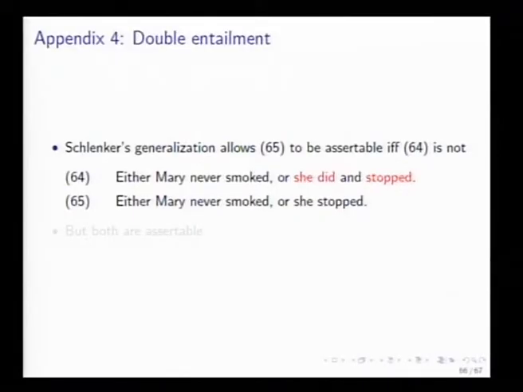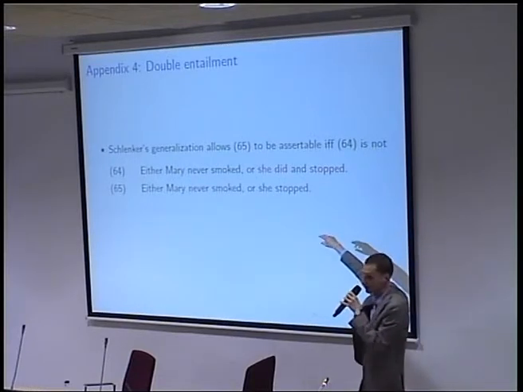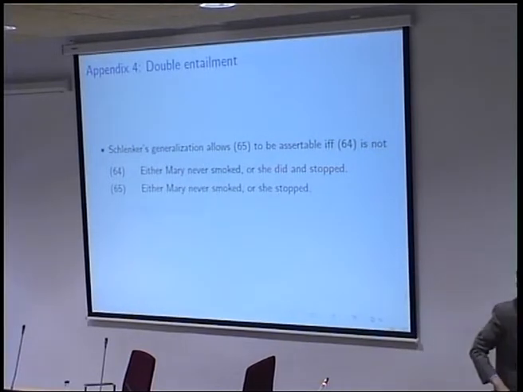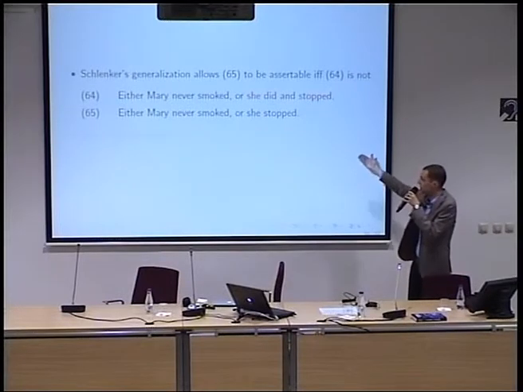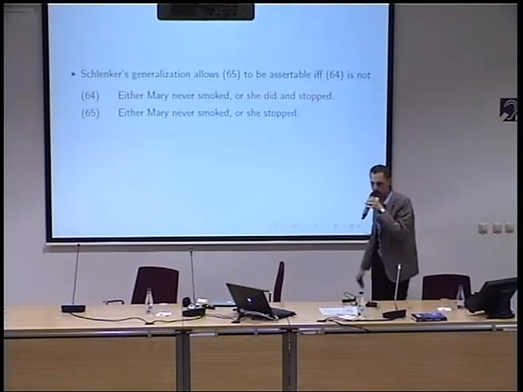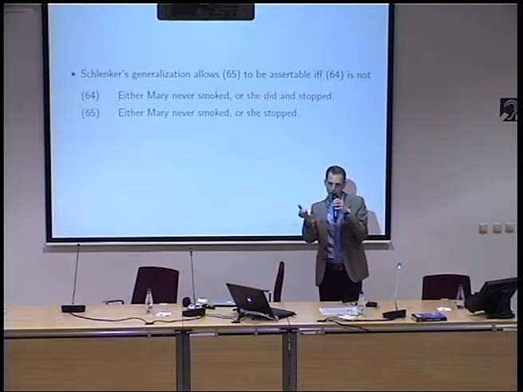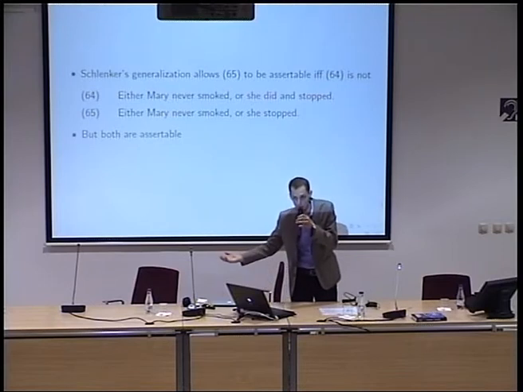Now, what we noticed is that for Philippe Schlenker, it should be the case that when we compare 64 to 65, 65 with the presupposition should only be assertable if 64 is not, because 64 spells out the presupposition of stop overtly. It says that Mary did smoke in the first conjunct of the second disjunct. Now, this clashes a bit with our view, it goes exactly the other way around. And the issue is that both are assertable, actually.